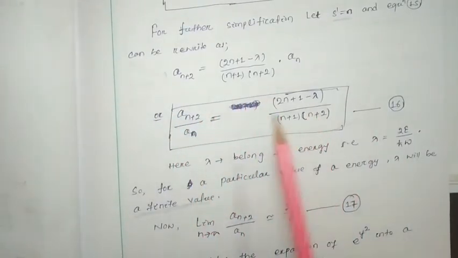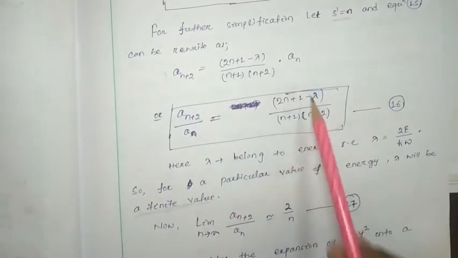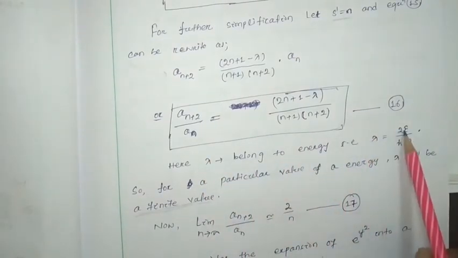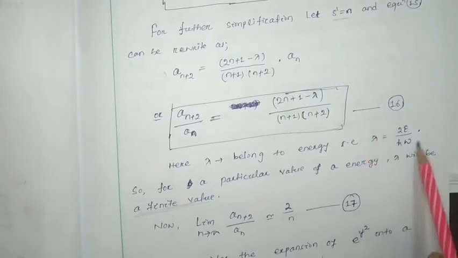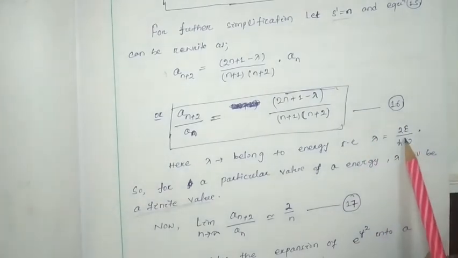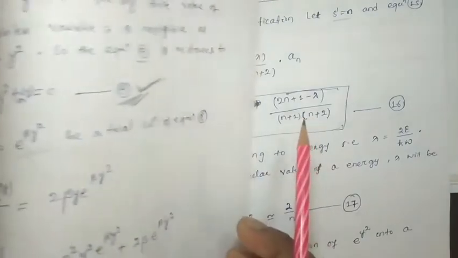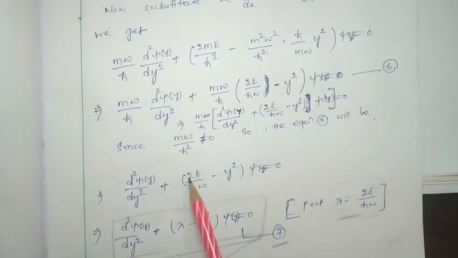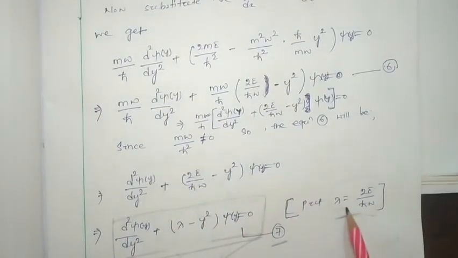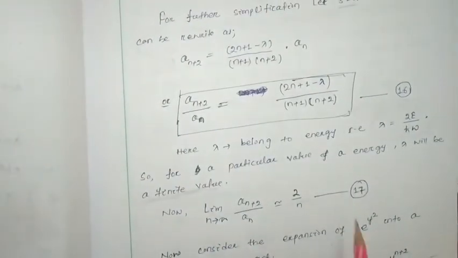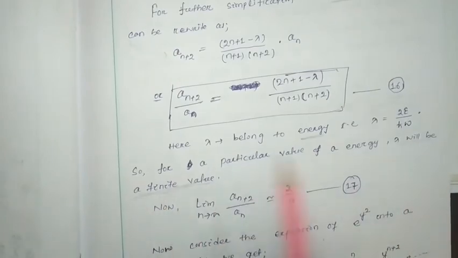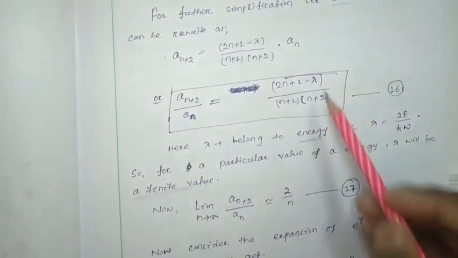See, first of all you consider the numerator. Here lambda, I told that time, lambda is nothing but 2e by h cross omega. You just remember at the time of writing equation number 7, instead of 2e by h cross omega, I substituted the lambda. So here lambda is the term belonging to energy. So for a particular value of energy, lambda will be a finite value. Yes or no? Lambda will be finite.